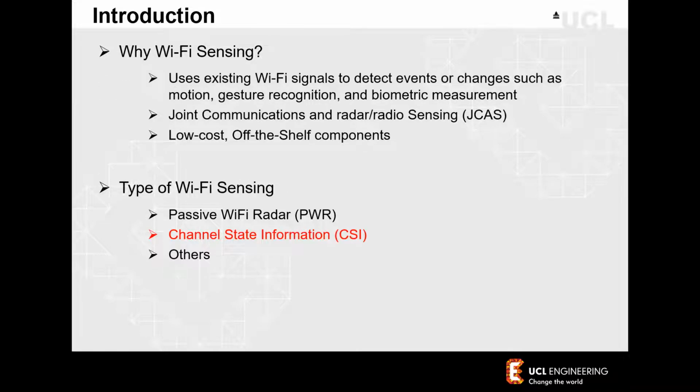So first, what is the Wi-Fi sensing? Wi-Fi sensing uses existing Wi-Fi signals to detect events or changes such as people's motions, like your gesture recognition, and it can also be used for some biometric measurements, for example, vital sign detection, including the breathing or the heart rate, and also in terms of the currently very popular joint communications and radar sensing, or the JCAS. So this is also a really big topic for Wi-Fi sensing.